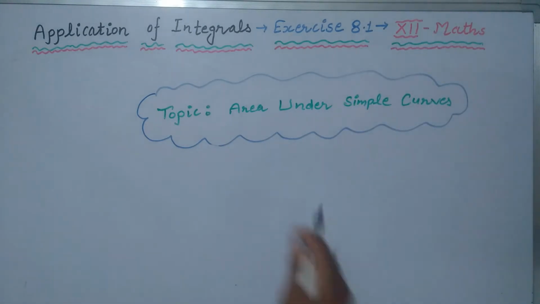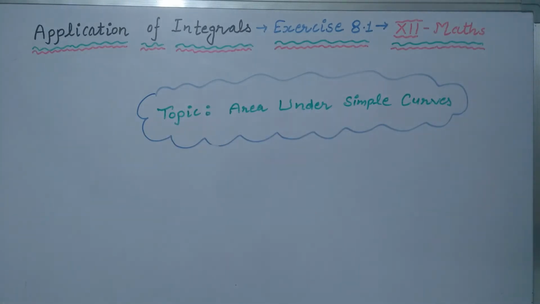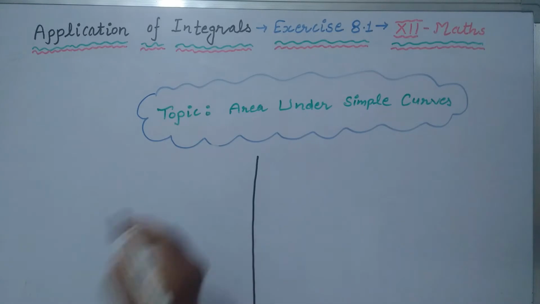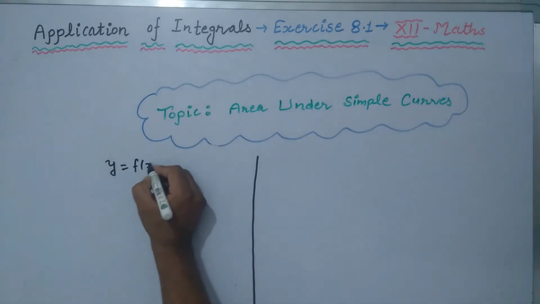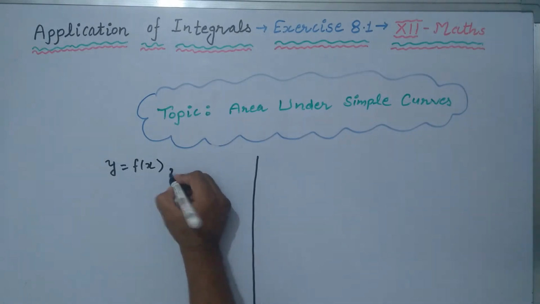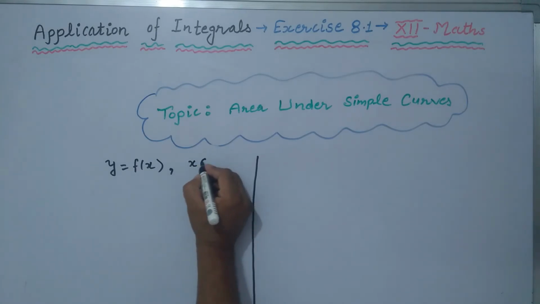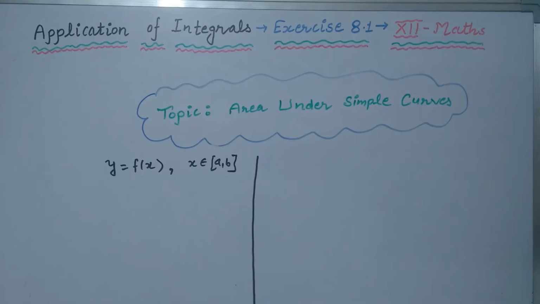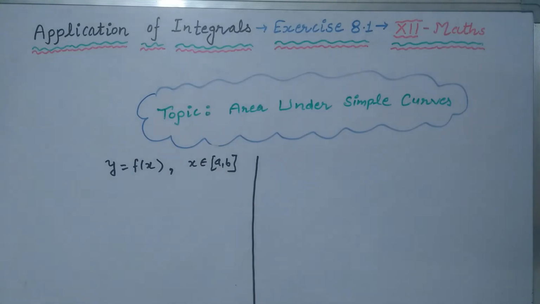So first of all, according to the topic area under simple curves, this is the bifurcation. We shall study this in two ways. First way is, suppose y is equal to f of x. This is any function which is defined in x belongs to a to b. This is the interval in which the given function is well defined.